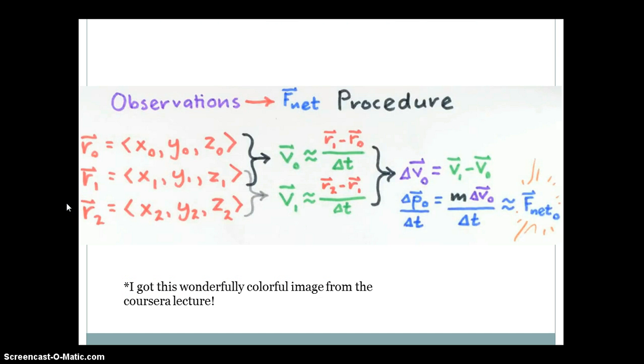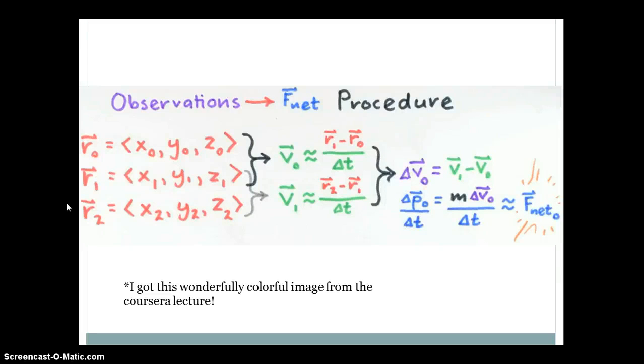In order to find Fnet, we found change in velocity based on the first 3 position data points. The process is shown right here. By multiplying delta v by m, we obtain an estimate for the change in momentum, delta p. With that, we can calculate our first estimate of delta p over delta t, then apply Newton's second law to get our first estimate of the net force.